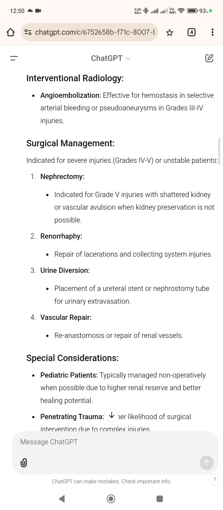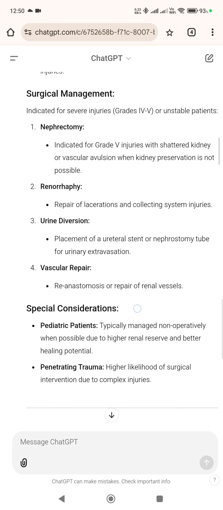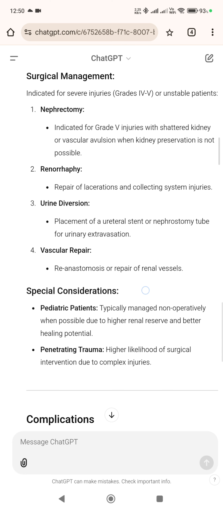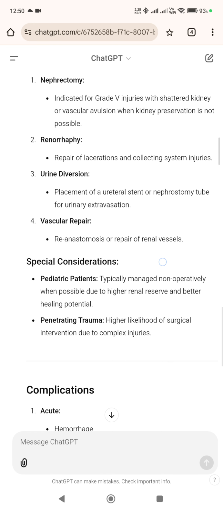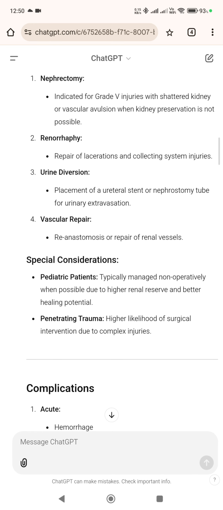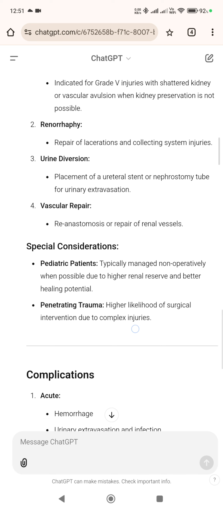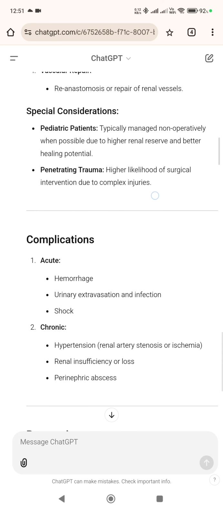1. Nephrectomy: indicated for grade 5 injuries with shattered kidney or vascular avulsion when kidney preservation is not possible. 2. Renorrhaphy: repair of lacerations and collecting system injuries. 3. Urine diversion: placement of a ureteral stent or nephrostomy tube for urinary extravasation. 4. Vascular repair: reanastomosis or repair of renal vessels.